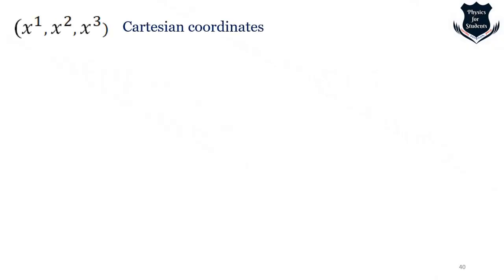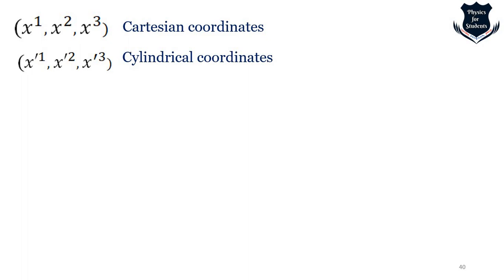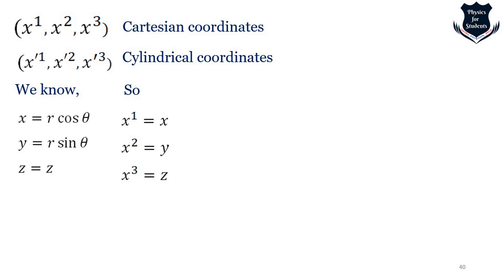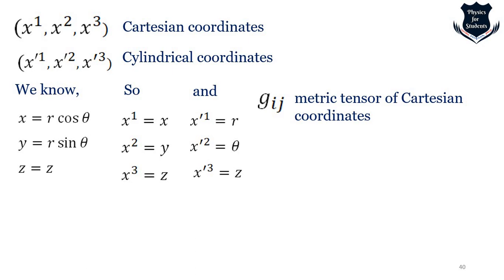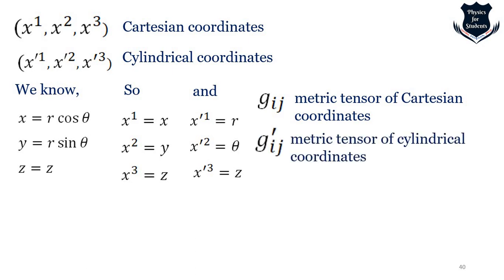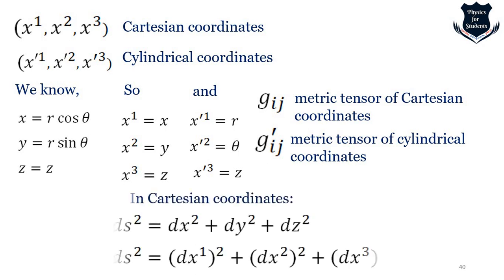We know that this is the Cartesian coordinates, and let us suppose that we take the prime notation as the cylindrical coordinates. We are equating this with x1, x2 and x3, and this is x prime 1, right? So we know that this is the metric tensor of Cartesian coordinates, and this is the metric tensor of cylindrical coordinates. And in Cartesian coordinates, this is how the coordinates go. This is very similar, so I'm not going to explain further.